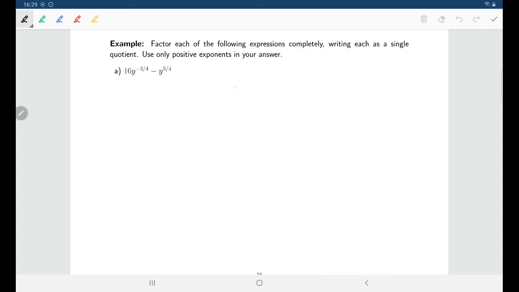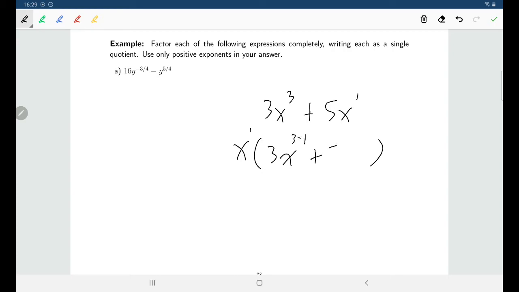Remember that if you were factoring something like 3x cubed plus 5x, you would take out the smallest power of x. So in this case, that would be x to the power of 1 that you would take out. And remember that if you're trying to figure out what's left over, what would be the power of x that's left over once we factored out x to the 1, you could figure that out by subtracting 3 minus 1, 1 minus 1, or in other words, 3x squared plus 5x to the 0, and x to the 0 is the same thing as just 1.